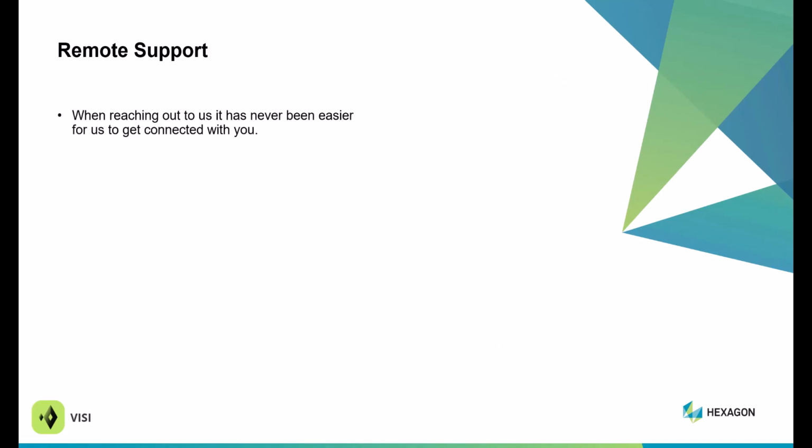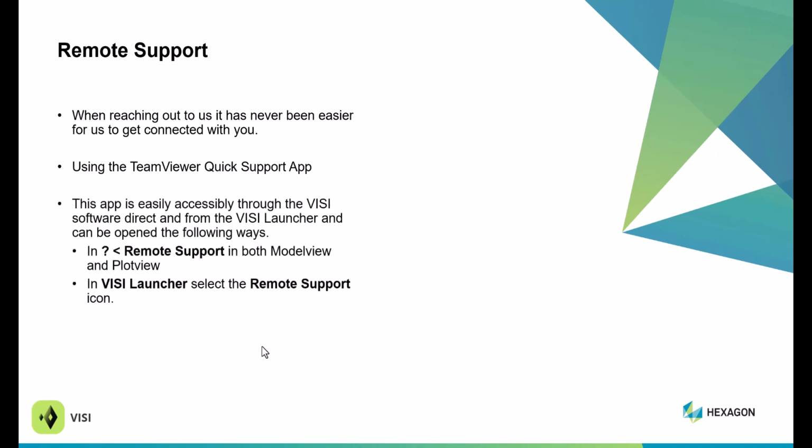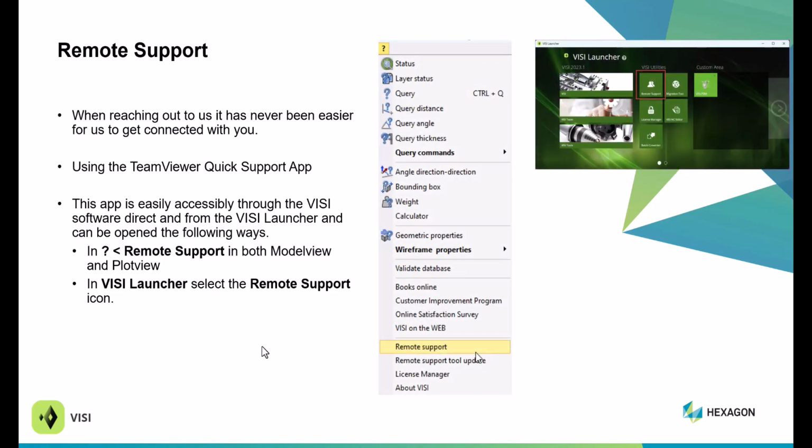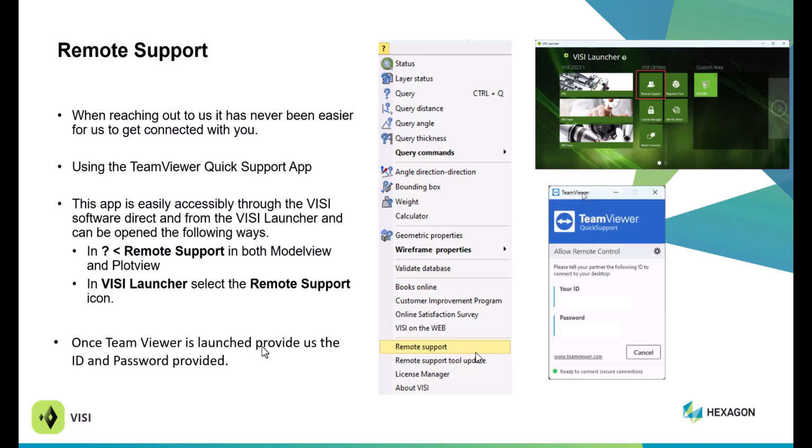So it's never been easier to access us via remote support. With Hexagon, we have introduced a new application called TeamViewer. The TeamViewer Quick Support app is automatically installed with your Visi software. There's two ways of accessing it. Right through the software, through the question mark dropdown, same area you access query, via remote support, and also through the Visi launcher. Once you have the TeamViewer support app up, all you have to do is just give us your ID and password, and we would be logged into your system to help you out with any help desk needs.